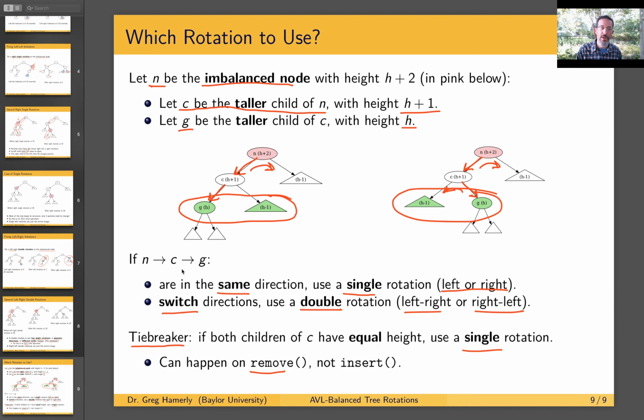So the pattern is, look at the node where the imbalance occurs, look at its taller child, look at its taller grandchild. If those are in the same direction, use a single rotation. If those are in different directions, use a double rotation. And if there's a tiebreaker that we need because the two grandchildren of the taller child are the same height, then use a single rotation.